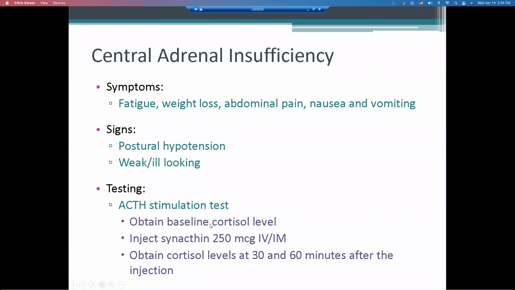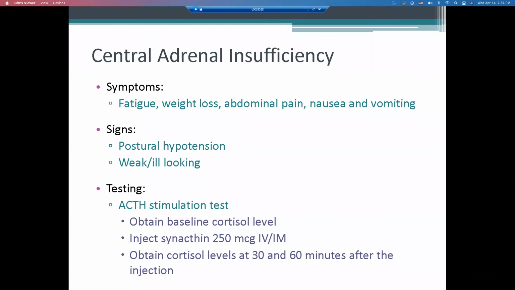How do we do it? We obtain a baseline cortisol level, and we inject the patient with 250 micrograms of ACTH analog, or cosyntropin medication. You give it either IM or IV, and then you obtain another sample at 30 minutes and 60 minutes. What is measured here is cortisol. So cortisol at 0 minutes, cortisol at 30 minutes, and cortisol at 60 minutes. The 30 and 60 are following ACTH injection.